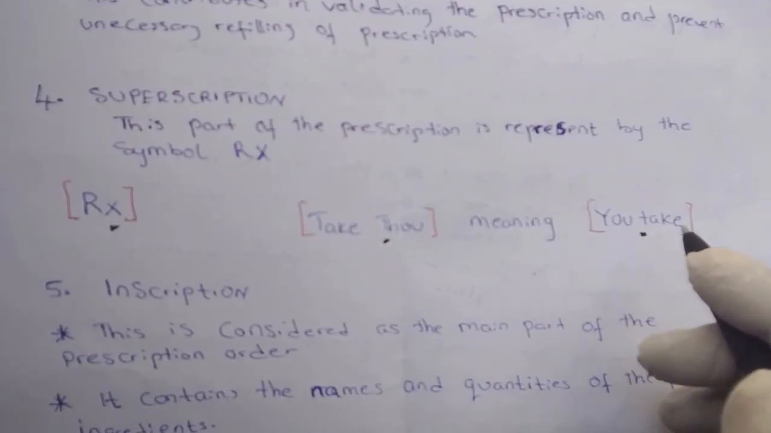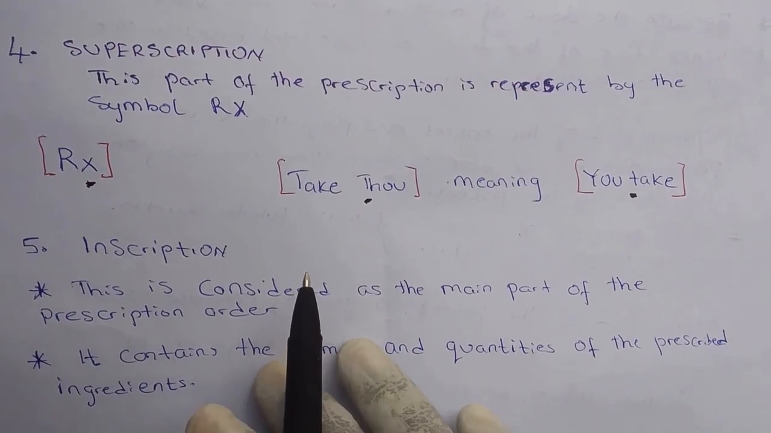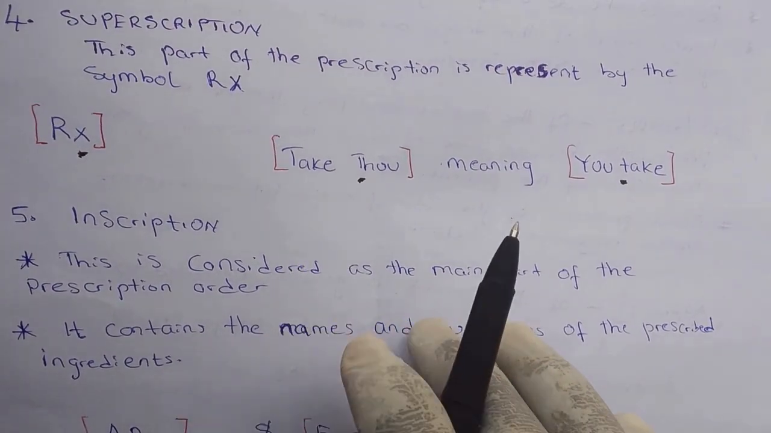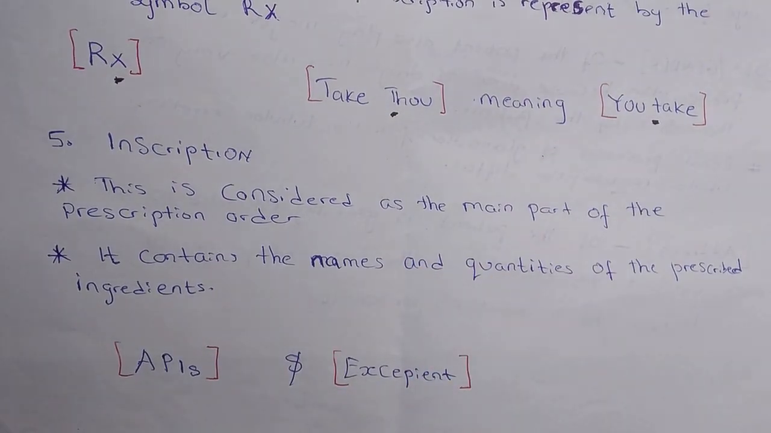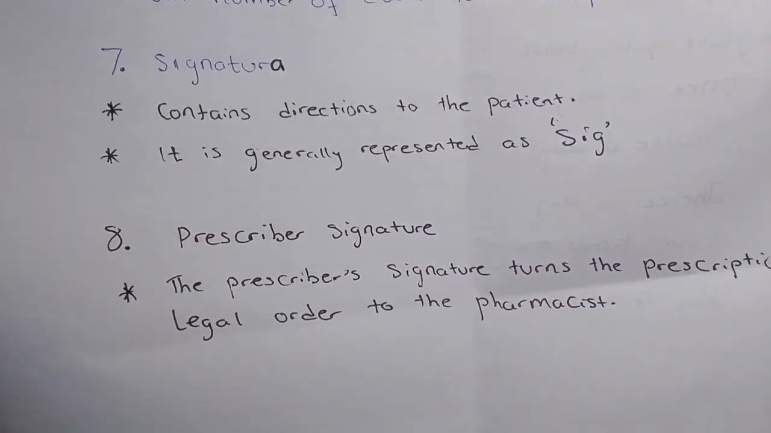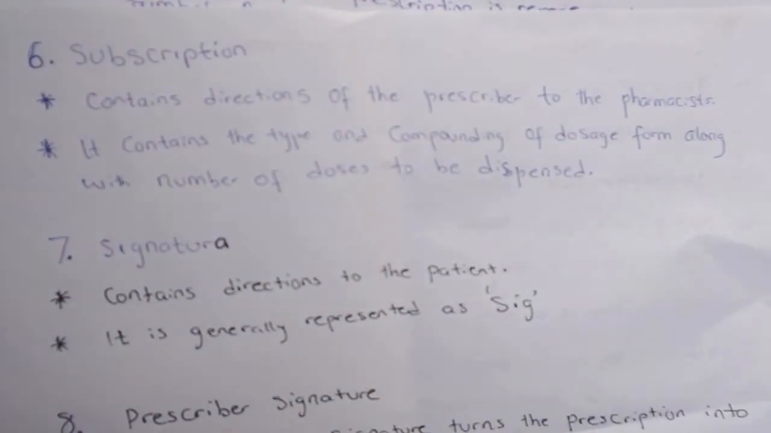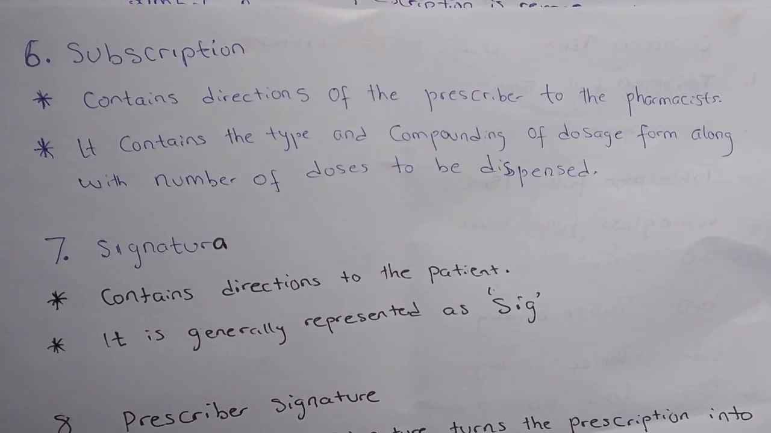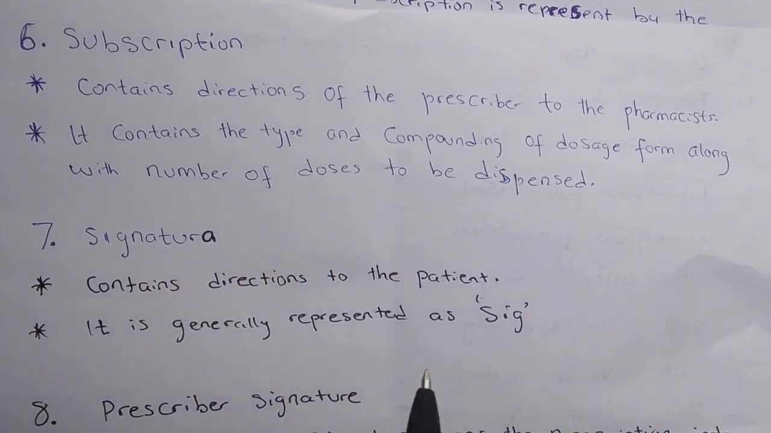5. Inscription. This is considered as the main part of the prescription order. It contains the names and quantities of the prescribed ingredients. The name of each ingredient is written on a separate line along with its quantity. In a complex prescription containing several ingredients, the inscription can be divided into the following parts: APIs, active medicament of therapeutic action, and excipients. 6. Subscription. This part of the prescription contains directions of the prescriber to the pharmacist regarding the type and compounding of dosage form along with number of doses to be dispensed. This is important because the dose of drug also depends on the type of the dosage form.